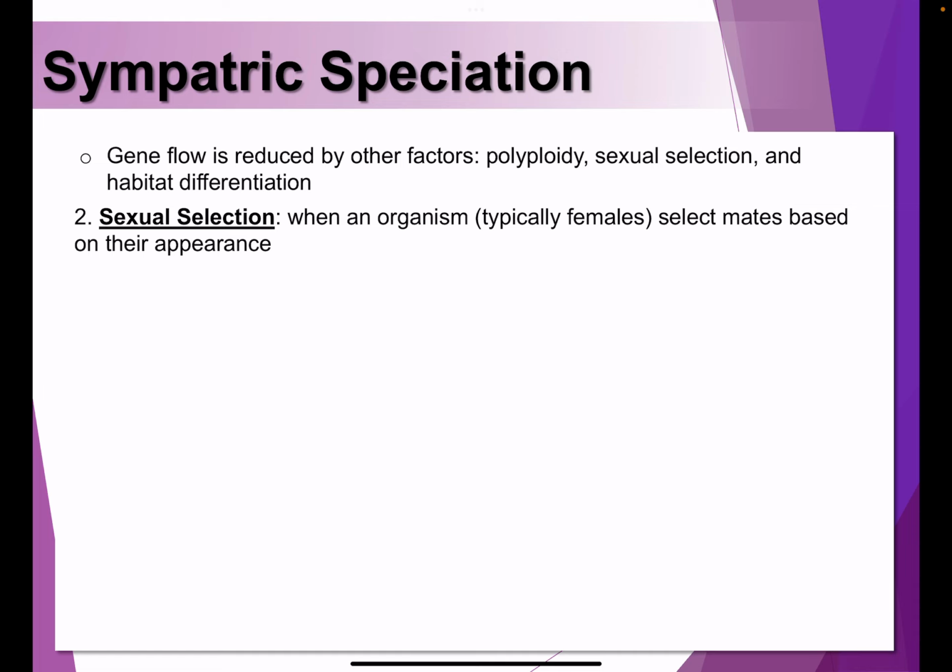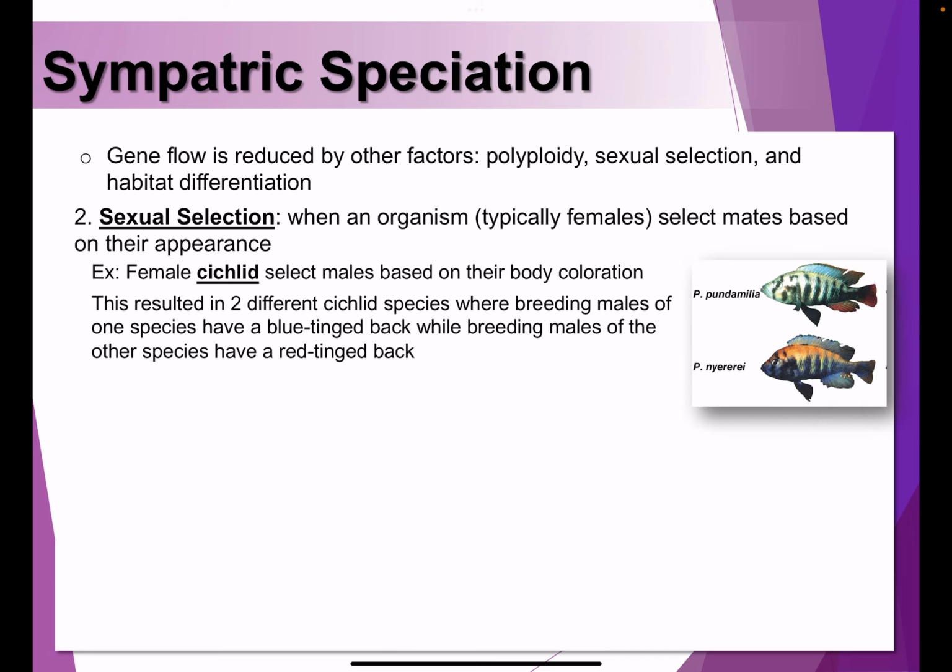Another sympatric speciation is through sexual selection. This is when an organism, typically females, will select mates based on their appearance. For example, the female cichlid fishes actually like to select males based on their own body coloration. This actually resulted in two different cichlid species.